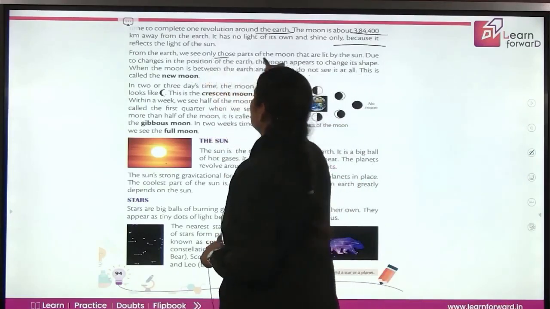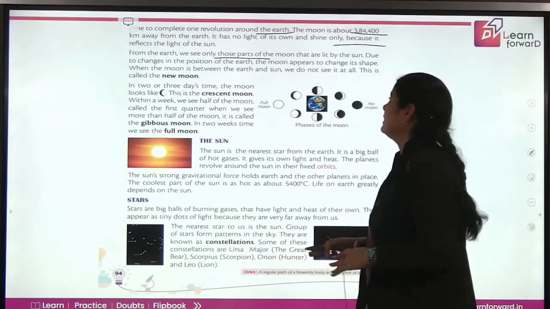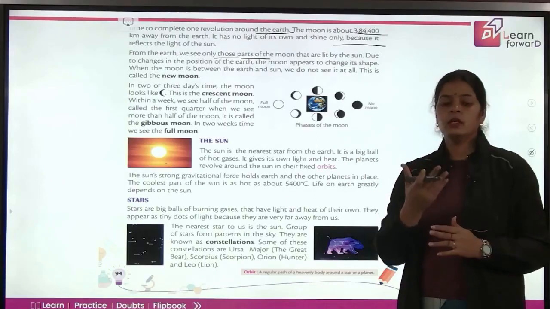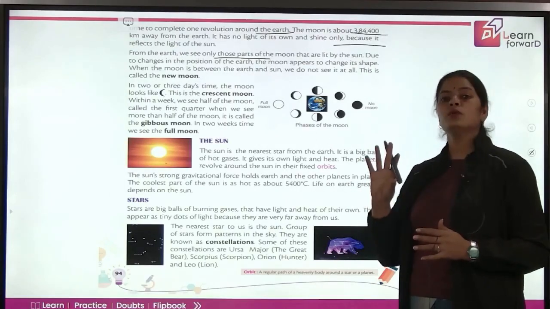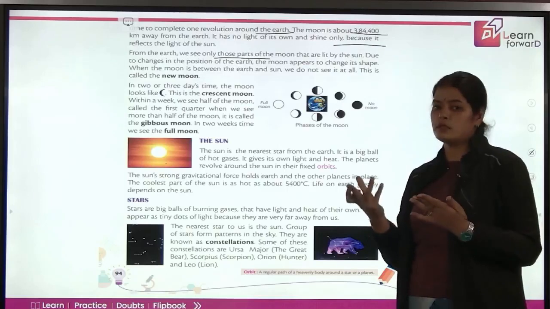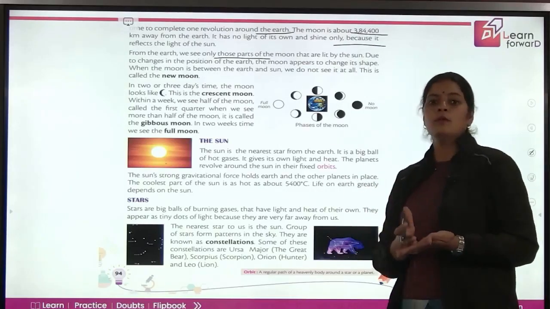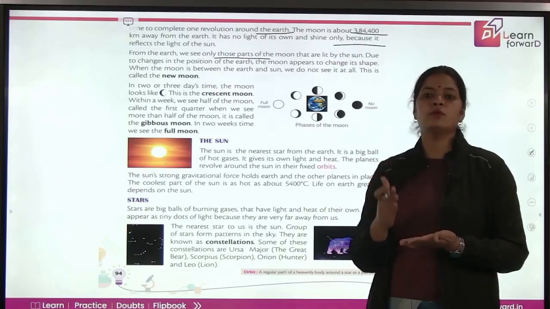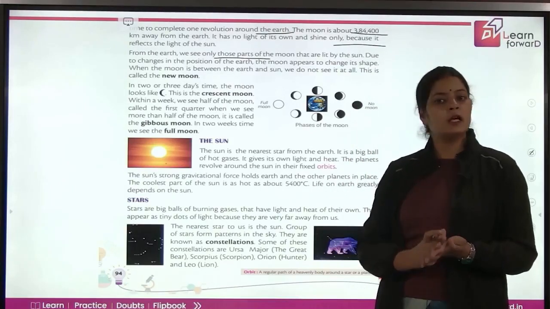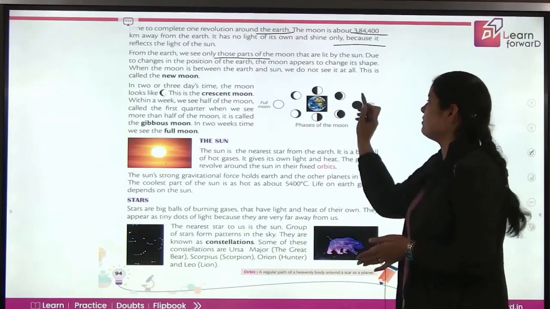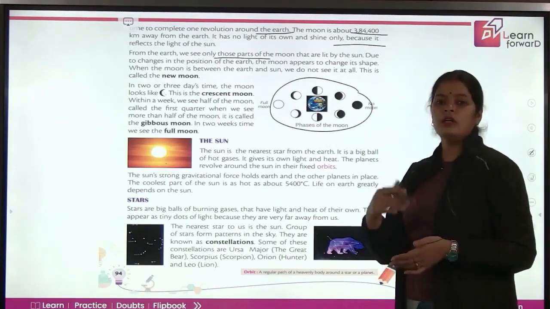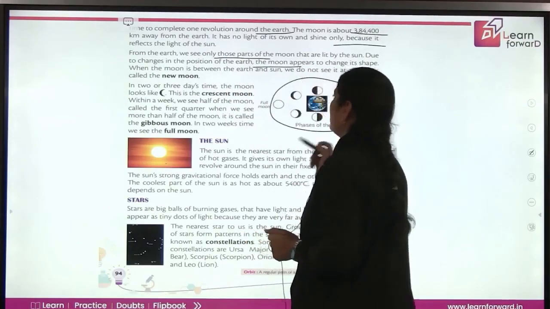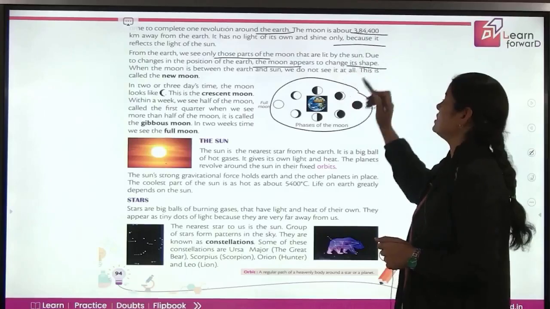From the earth, we see only those parts of the moon that are lit by the sun, because it is continuously moving. Yes, earth is moving, angles have changed, the moon is continuously moving. So there may be a possibility, and this process always goes on, that only a certain part of the moon receives light from the sun, and only that part is visible to us. And this is the reason why we see different shapes of the moon on different days. Due to change in the position of the earth and moon, the moon appears to change its shape.